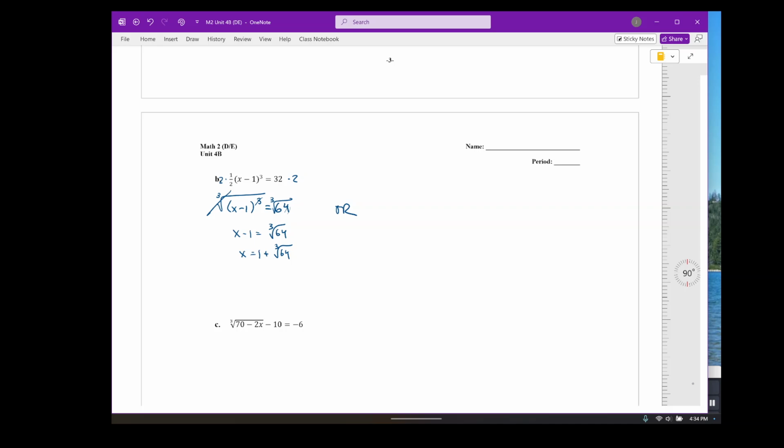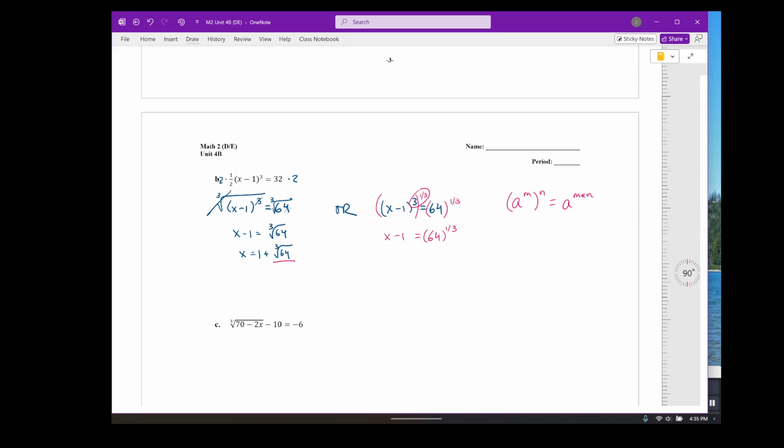Or you could approach it like this, where we got the x minus 1 cubed equals 64. And then the parentheses cube term is isolated. If you raise both of these to the 1/3, then this uses that rule a to the m to the n equals a to the m times n. And so the reason that we do x minus 1 cubed and then raise that to the 1/3 is when I multiply these together, they turn into 1. So this just becomes x minus 1 to the first equals 64 to the 1/3.